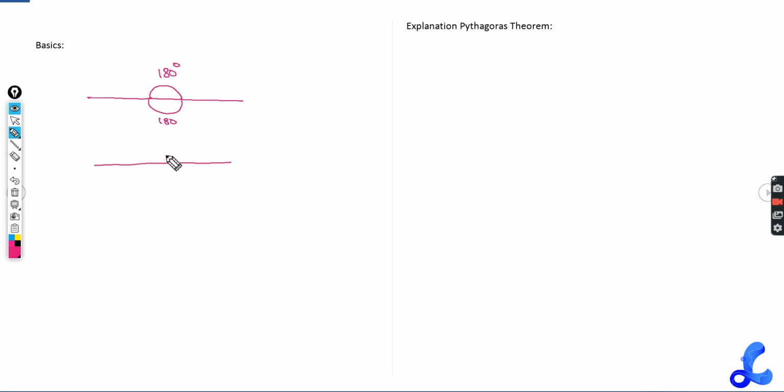So if, for example, you have a question somewhat like this, and this angle is given to you, let's suppose 30. So we will automatically know that this angle will be 150, because 180 minus 30 gives you 150, so 150 would be this angle. So this is one of the basic rules that you do need to know.